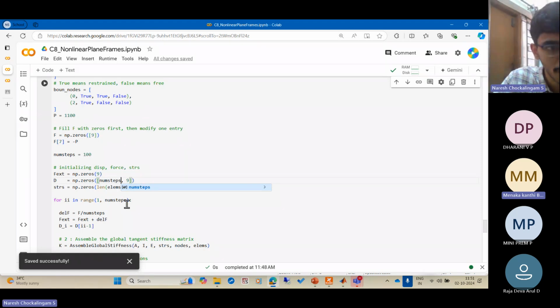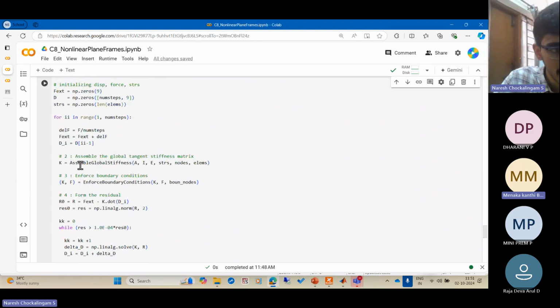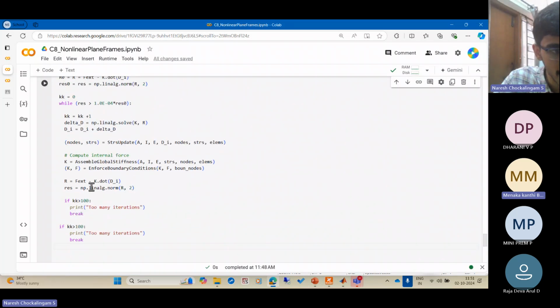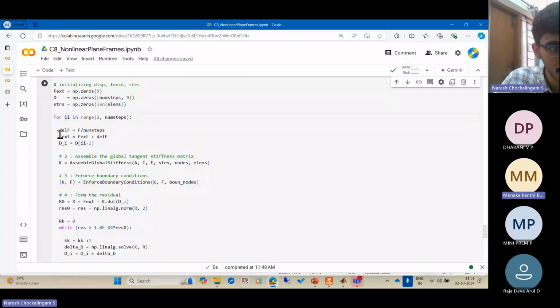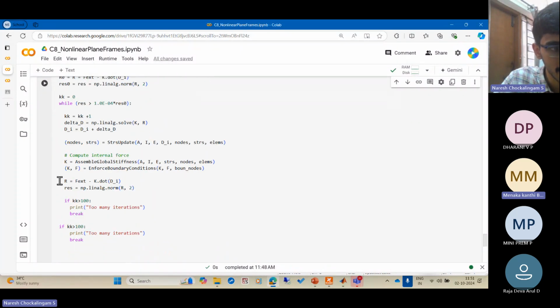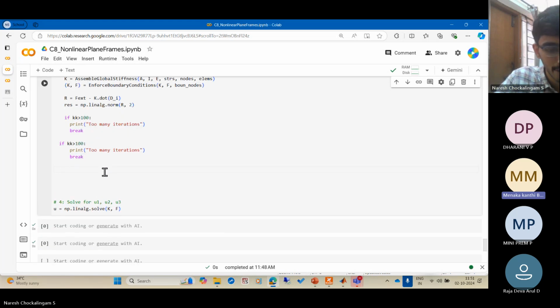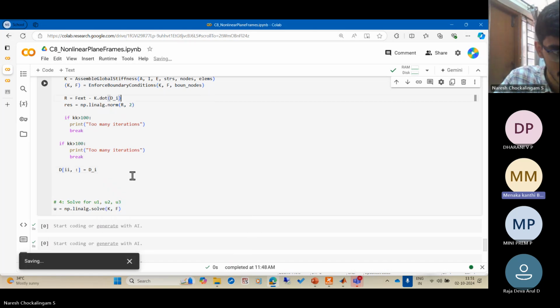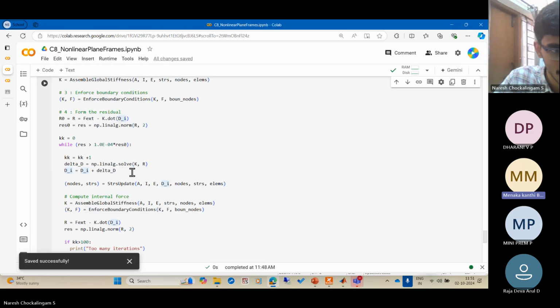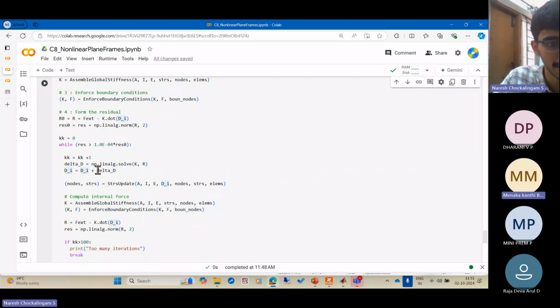So here it is D of II is this. Let's hope there's no other IA. Yeah, IA is the time step. So here at this level, we'll have D of IA comma colon is equal to DI. Right, so DI keeps on getting updated, DI plus delta D, and so on.